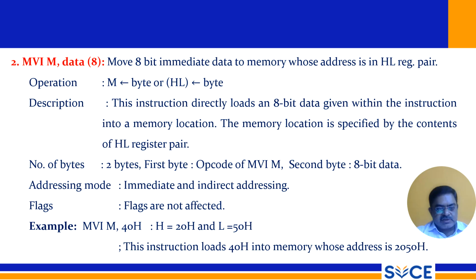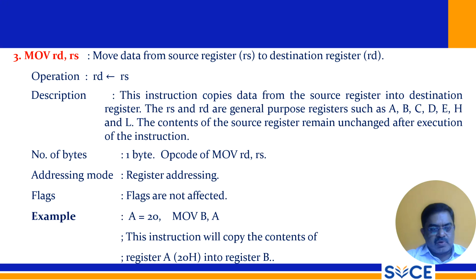The third instruction, MOV Rd, Rs. It is register to register, that is why it is register addressing mode, and data is moved from Rs to Rd. It is a 1 byte instruction, register addressing mode, and flags are not affected. For example, A equal to 20, A is having 20, MOV B, A. So from A to B, always right to left as I said, and the data from A is stored in register B.